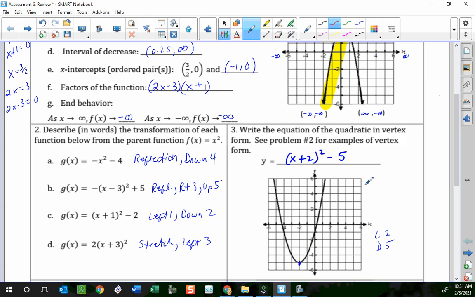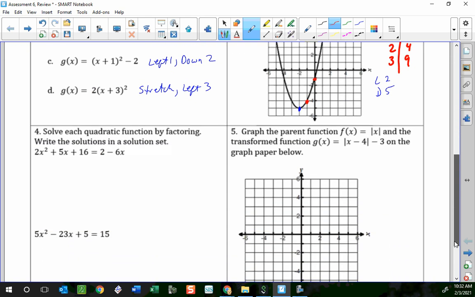Parabolas normally follow this pattern. When they go out 1, 1 squared is 1. When they go out 2, 2 squared is 4. If I go out 3 spaces, then I get 9. So that's a normal pattern for a parabola. If you plug in 1, you get 1, you plug in 2, you get 4, you plug in 3, you get 9. That's a general pattern, and it's following that pattern. So it has not been shrunk or stretched or anything like that.